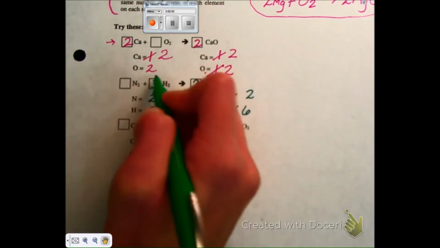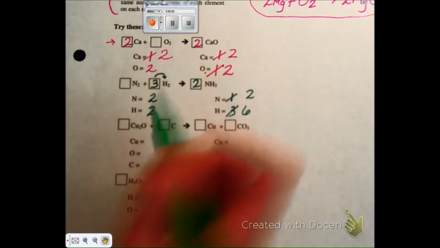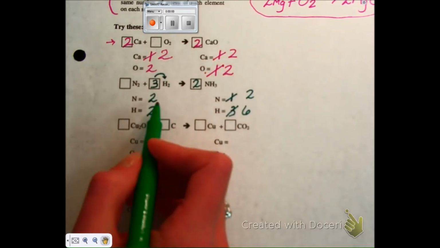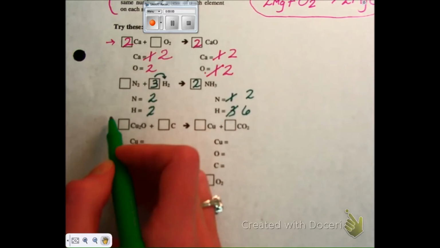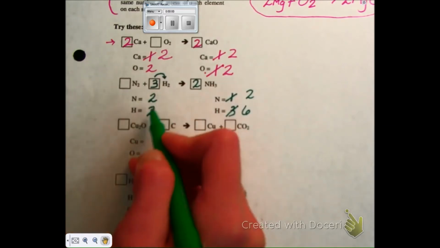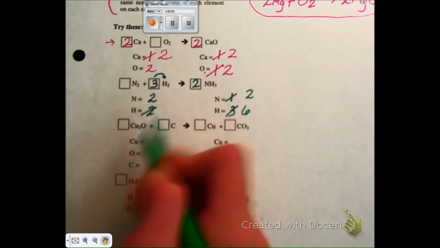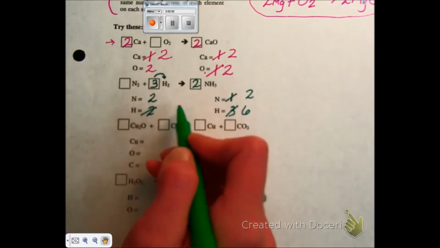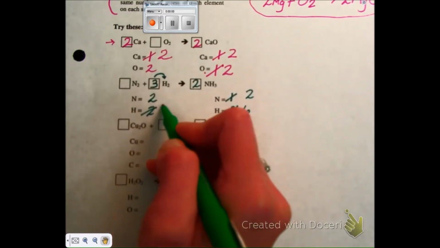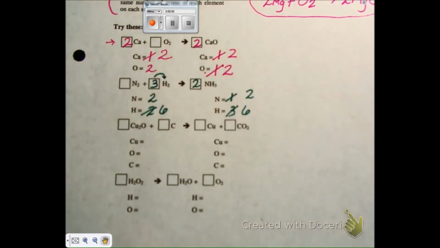Okay, and remember the coefficient applies to everything after it. So let's recount. Our nitrogen are not affected by that coefficient. Our hydrogen, however, we now have how many? 3 times 2, we have 3 H2 molecules, is 6. Is that equation balanced?